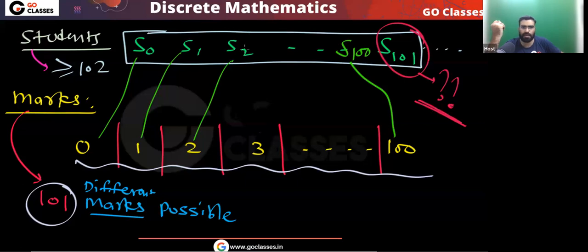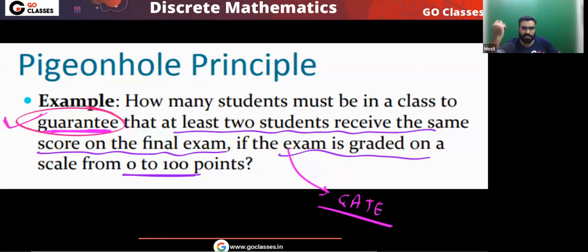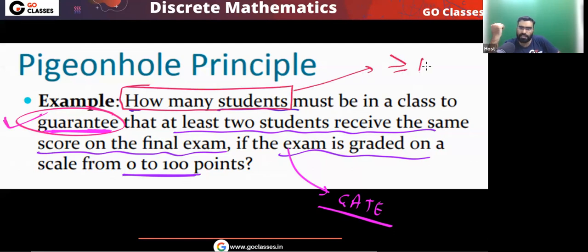Okay, so very simple. I hope this point is clear. So tell me, what is the answer for this question? How many students must be there in the class to guarantee? If you want to guarantee, then how many students must be there? At least 102. The answer will be at least 102.